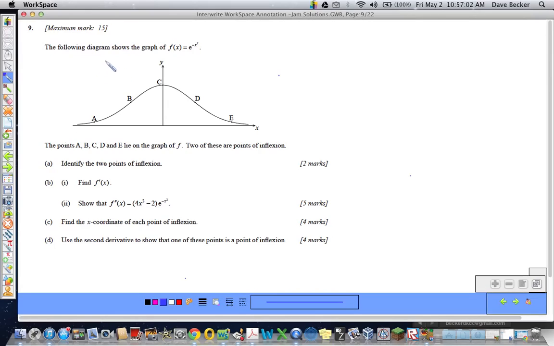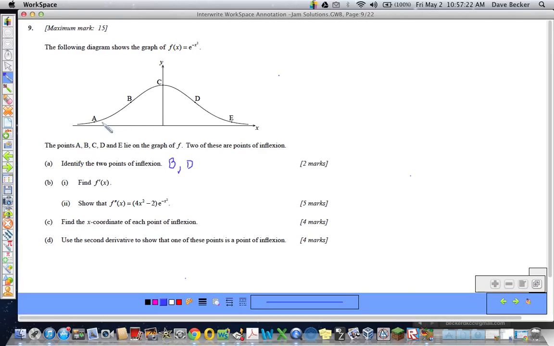The following diagram shows the graph of f of x equals e to the negative x squared. The points A, B, C, D, and E lie on the graph of f. Two of these are points of inflection. Identify the 2 points of inflection. Hopefully, immediately you see that those are points B and D.